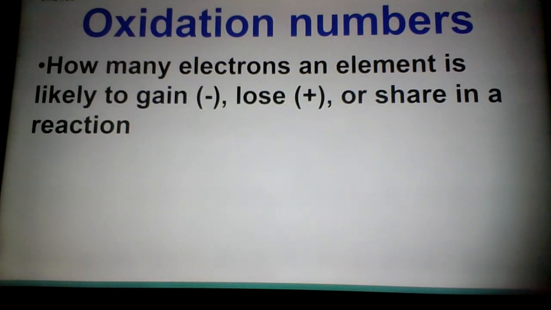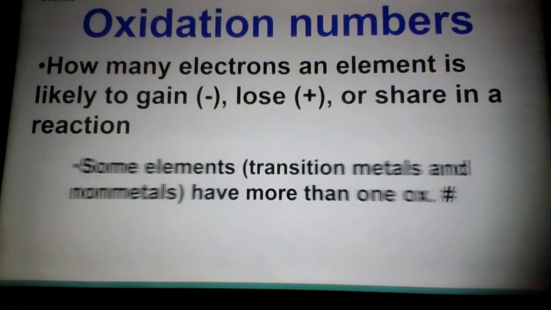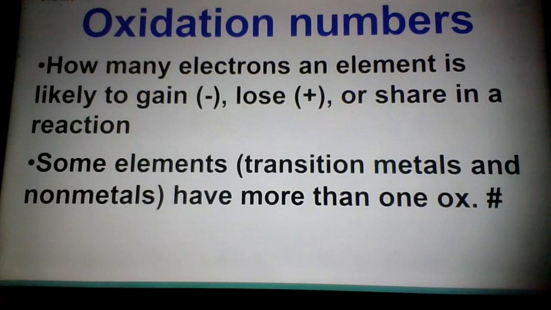And remember, in covalent bonding, the atoms share in the reaction. They share the valence electrons. Now, some elements, particularly the transition metals and many of the nonmetals, will have more than one oxidation number, which means depending on the other atoms involved, the elements won't always use the exact same number of electrons every single time. Most of the time, yes. In fact, if you look at those with more than one number listed, you'll see on the handouts, the first one listed is the most likely oxidation number for that particular atom.